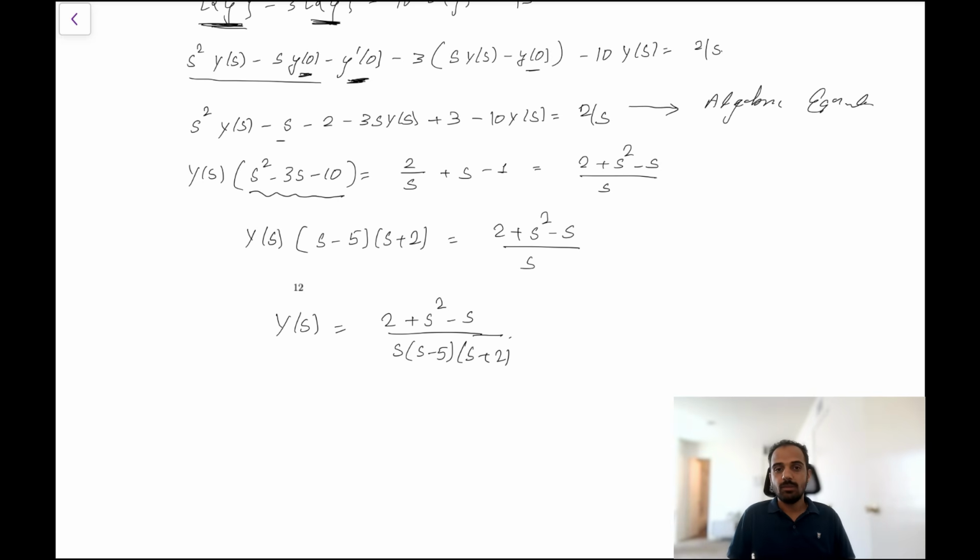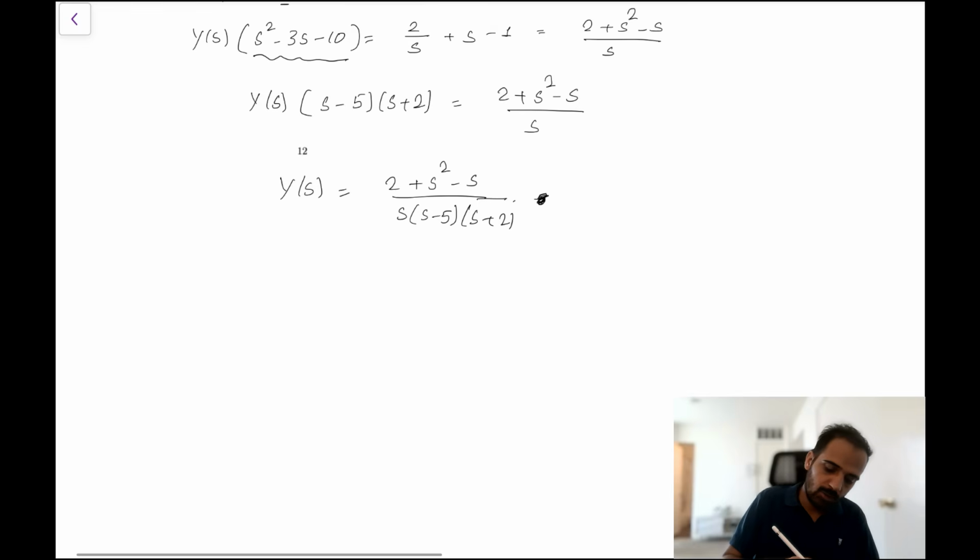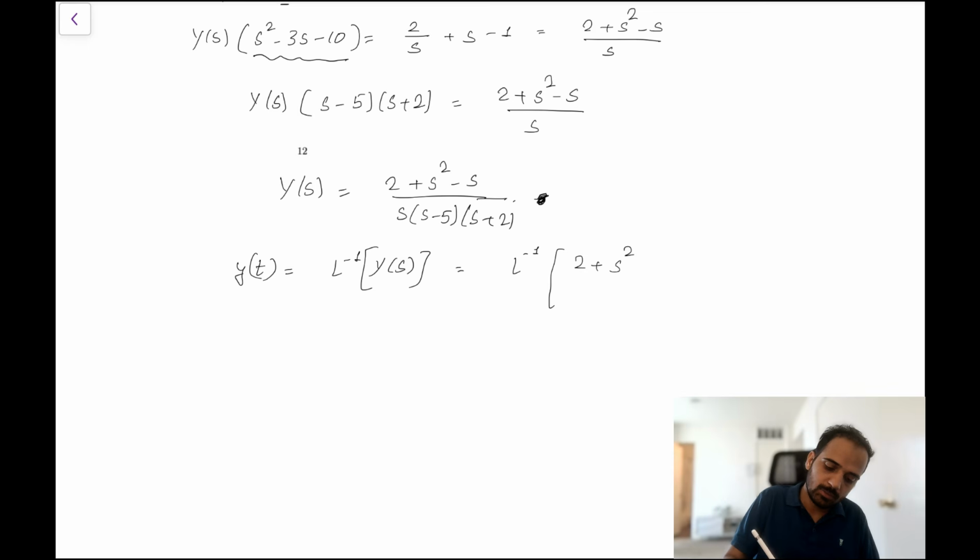Now the last task you have to do is to get y in the t domain. To get y in the t domain, you just need to get the Laplace inverse of this function, this Y(s). So now your y(t) will be the Laplace inverse of Y(s). That means Laplace inverse of (2 plus s square minus s) over s(s minus 5)(s plus 2).